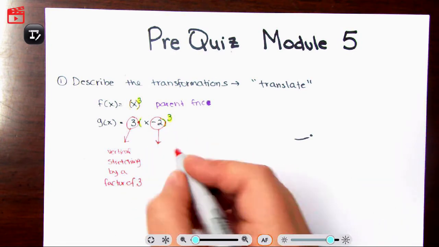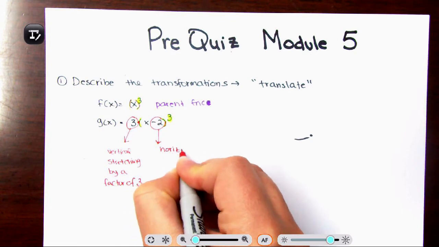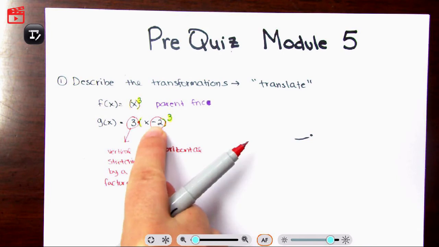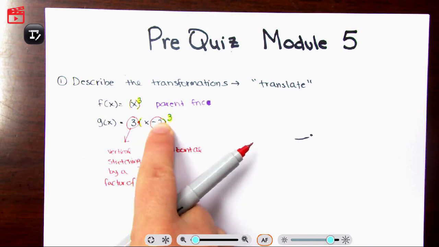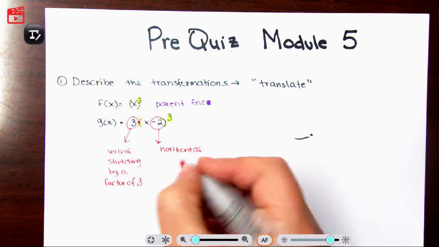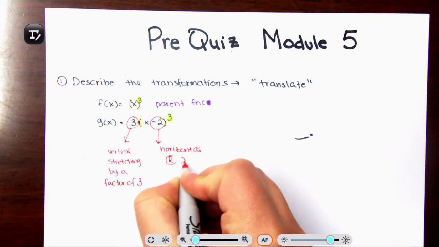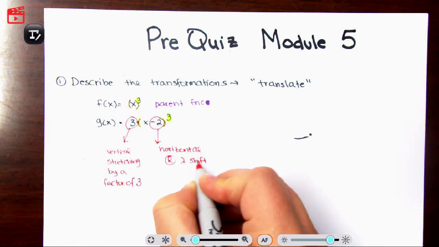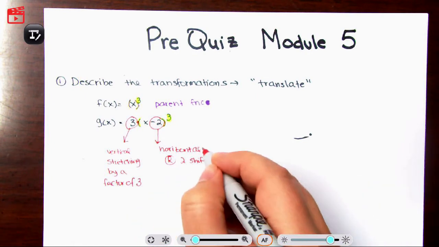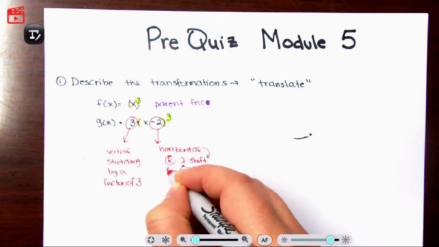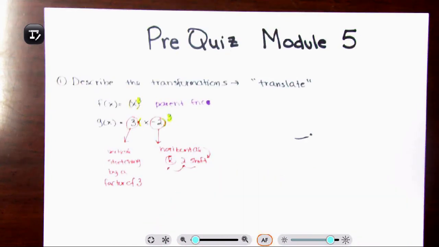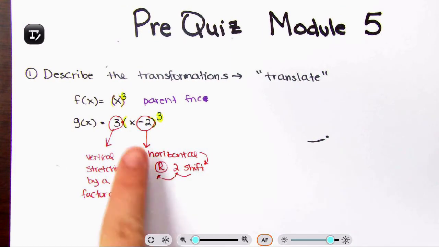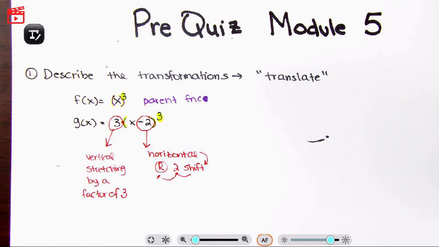Second one is inside the bubble, and we are subtracting. Anytime that things are inside the bubble, we're talking about horizontal. And anytime it's inside the bubble, we do the opposite. So if we are minus 2, I'm not really minusing 2, I'm adding 2. So I'm going to the right 2 jumps. You can say horizontal shift 2 to the right. I kind of wrote that backwards, but that's okay. That's it. That's your translation. The bubble and the exponent just come from the parent function.